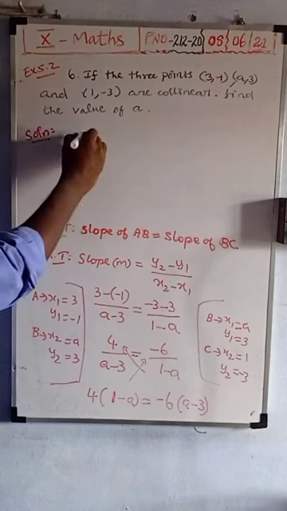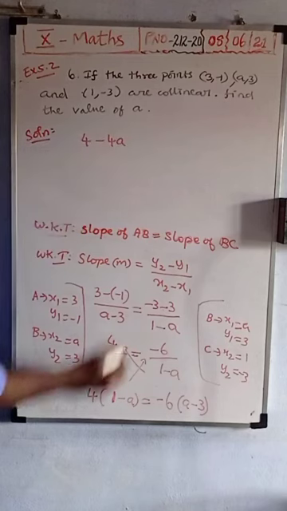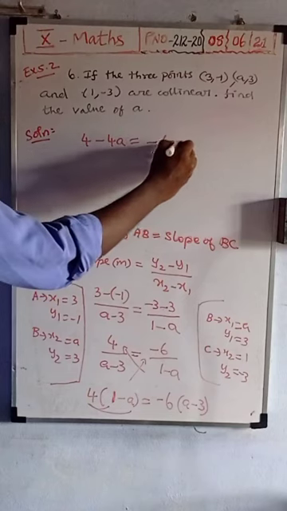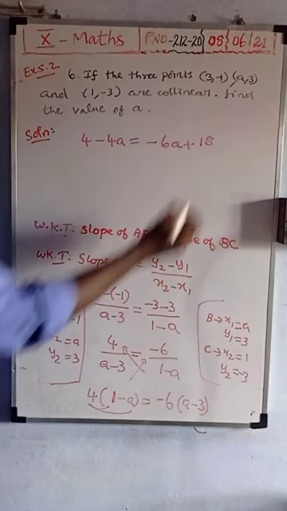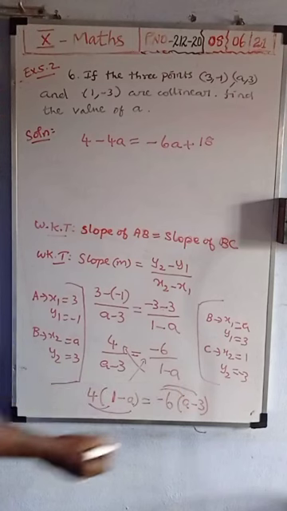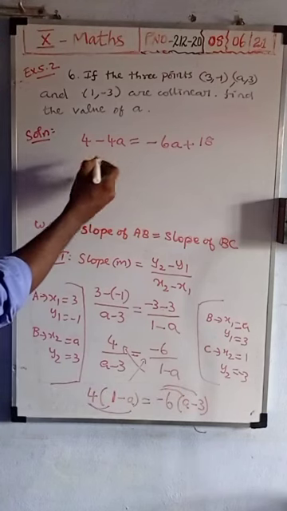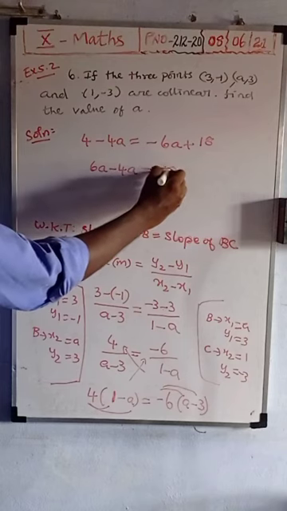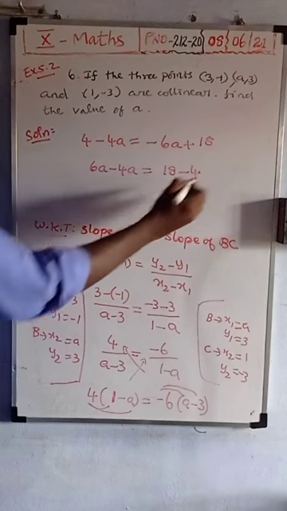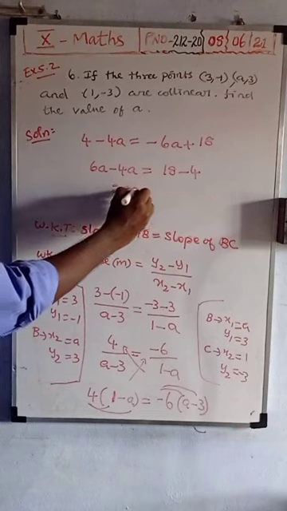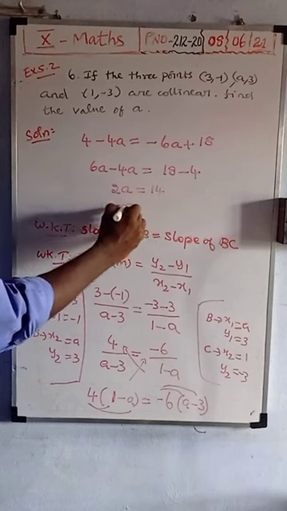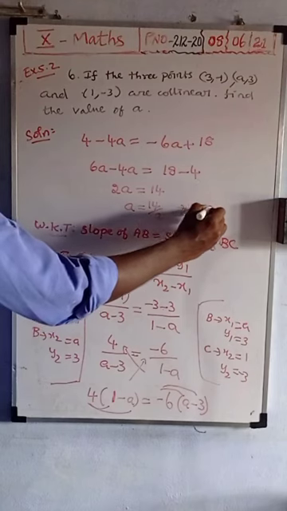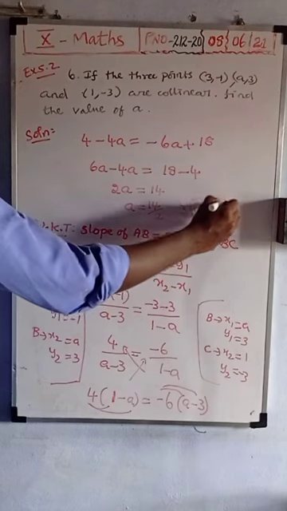Now 4 ones are 4, minus 4a, is equal to minus 6a, minus into minus is plus, so 6 3s are 18. Now minus 6a this side comes plus 6a, so 6a minus 4a is equal to 18 minus 4, so 2a is equal to 14. So a is equal to 14 by 2, which implies a is 7.